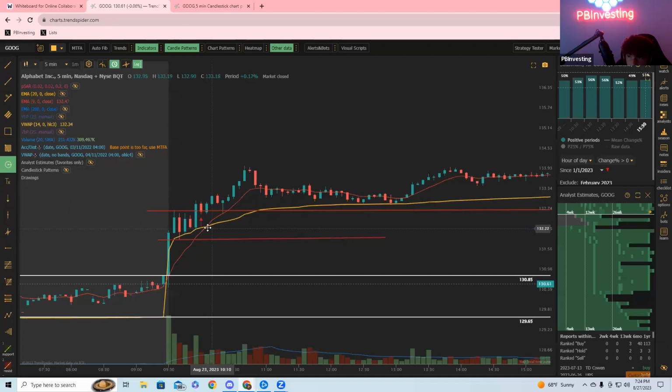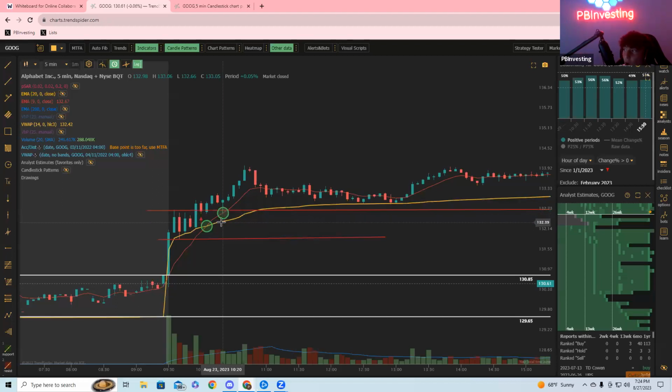VWAP and 9 EMA cross. This is also called a launch setup right here when the VWAP and 9 EMA cross and it's over it. And then this is the A+ setup that we're taking. Not only did we just retest that key area at 132.80, the previous high of day, but we retested the 9 EMA almost perfectly. We retested the 9 EMA and it was lined up with the previous high of this bull flag. And this is called the bullish hammer setup.